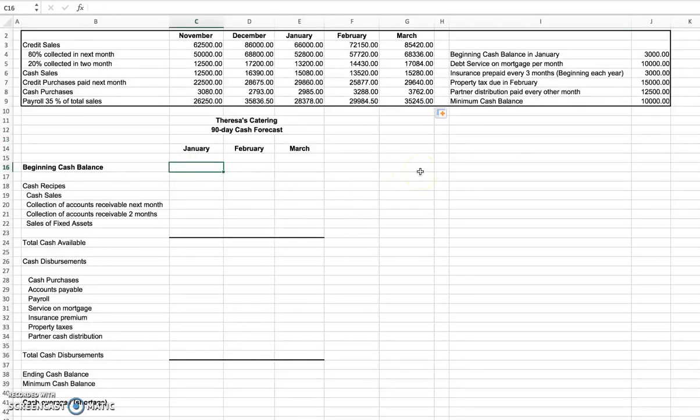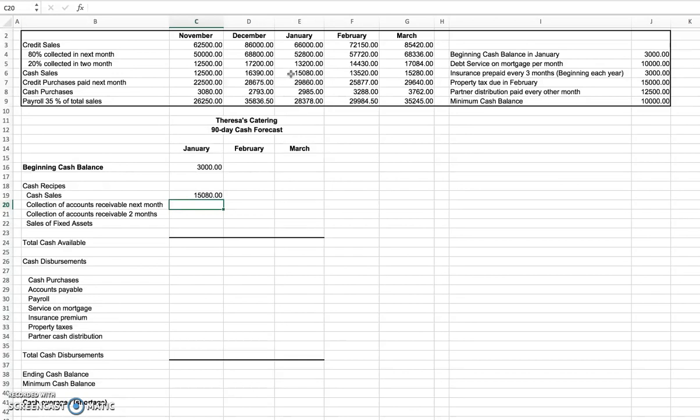When we begin in January, usually what is given is a beginning cash balance at the beginning of your 90-day cash forecast. In this case, our beginning cash balance is $3,000. So we start with $3,000 in January. Let's see what funds we will be receiving in our forecast for January. We're going to start with our cash sales. Our cash sales for January is going to be $15,080.